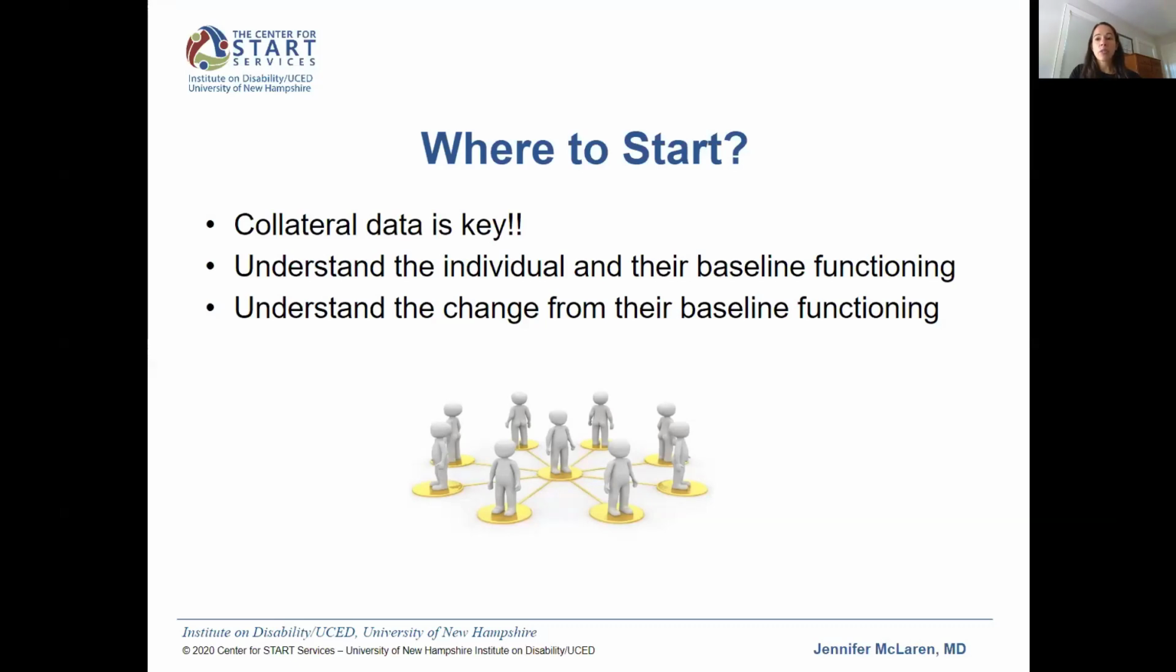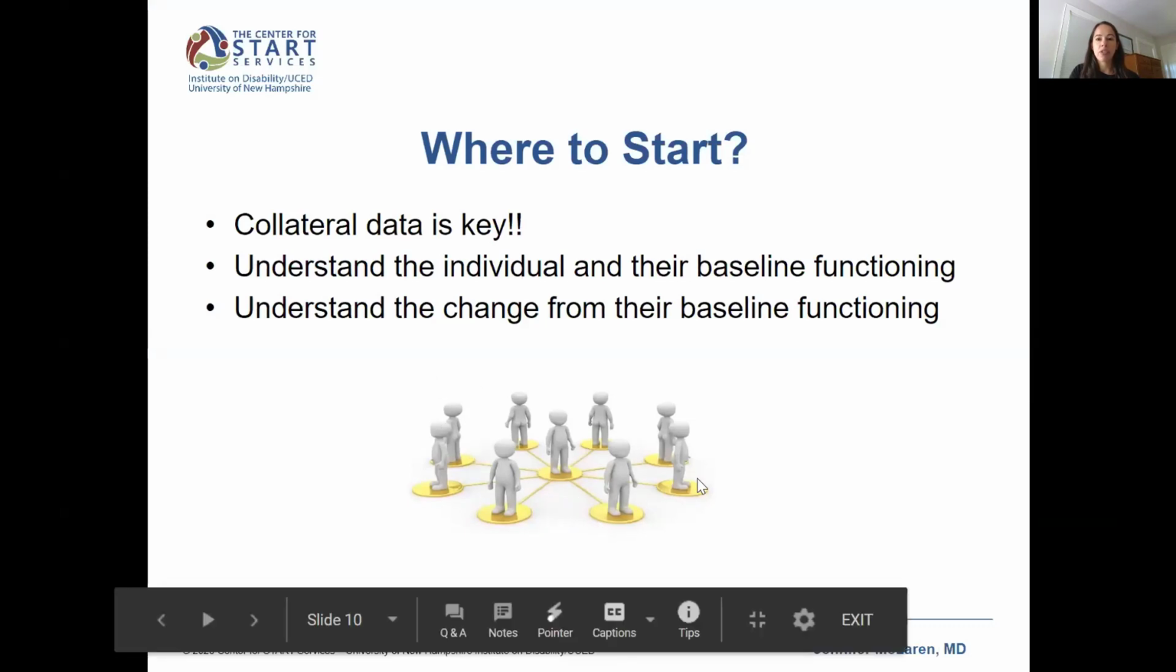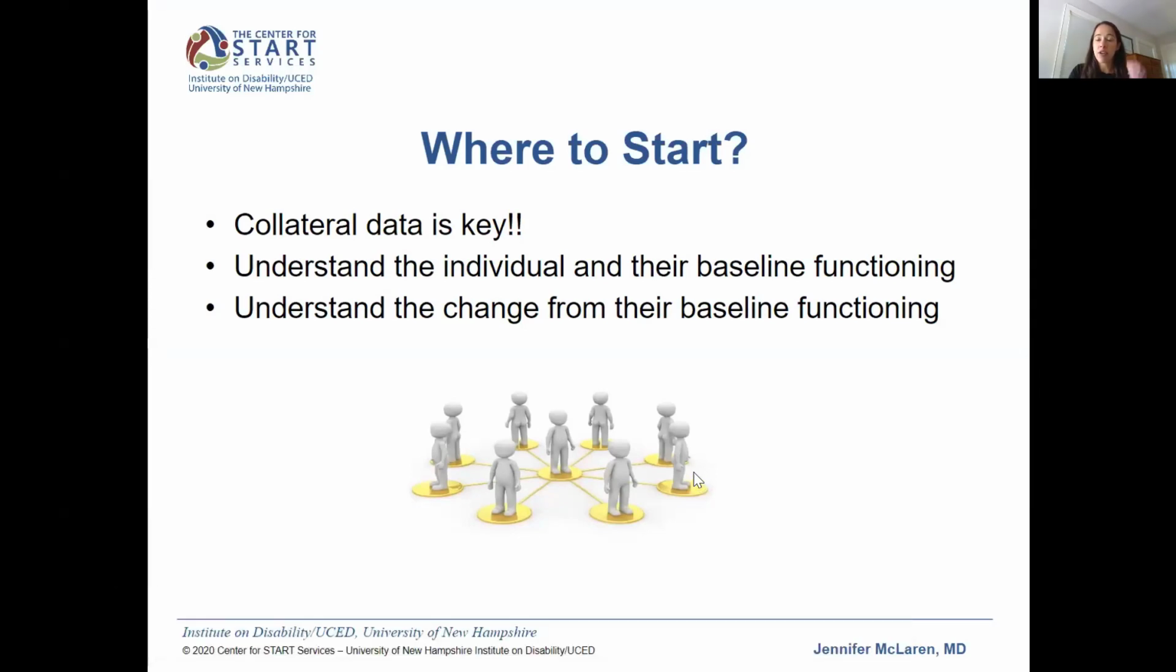But you always want to remember that individuals don't live in a silo, right? They have this whole team of people surrounding them who have really rich and interesting information about how they're doing. And this is not only true of people with IDD who are in crisis. This is true of people who are typically developing in the general population. When somebody is in crisis, we need to hear from many different people involved what is going on with that individual. We need to understand the individual and their baseline functioning.